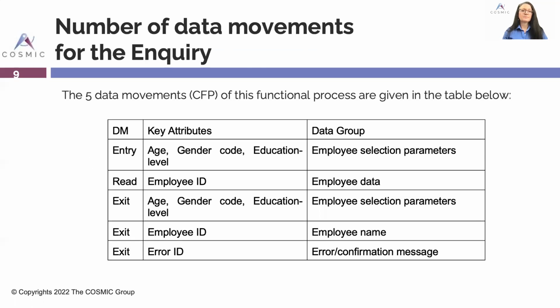In that case, if we look at the number of data movements, we've got 5 data movements for this functional process. Well, first, age, gender code, education level. Those are the attributes of the data group called employee selection parameters. That's an entry. Later on, we will see the same data group is also an exit because it needs to be output.